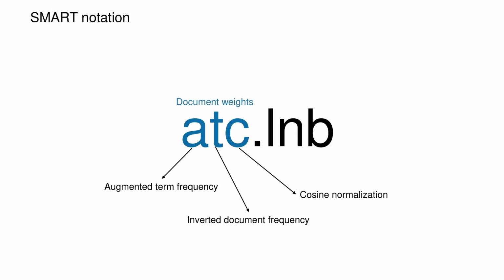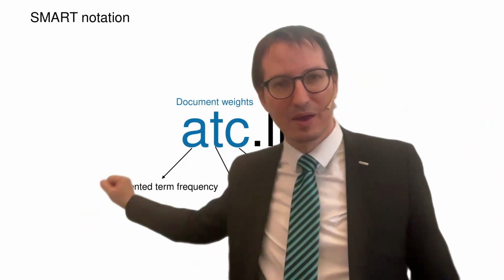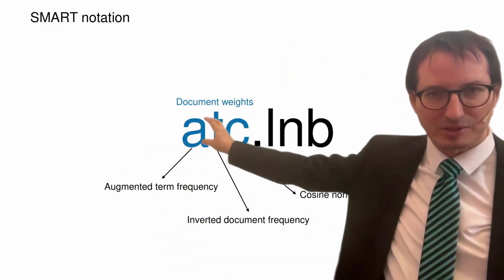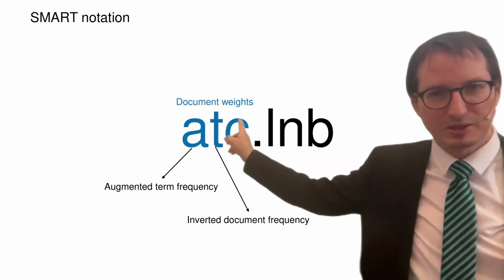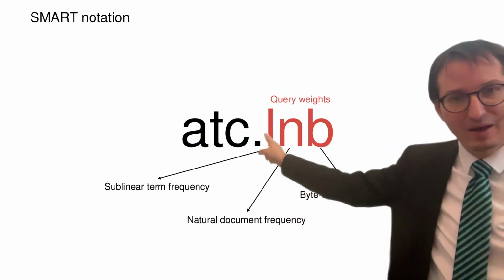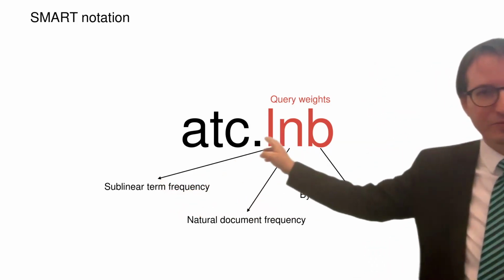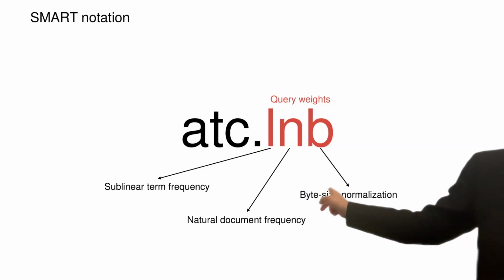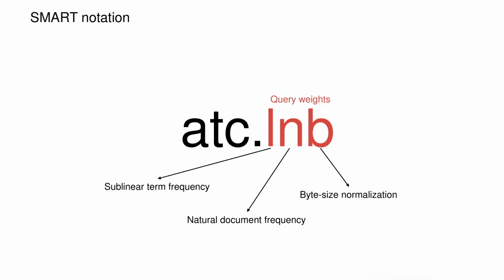But basically, these codes are used like this. When you have an information retrieval system that you want to configure, you're basically going to give 6 letters. The first 3 letters indicate the convention you picked for the documents. So for the document weights, you pick a code for the term frequency, a code for the document frequency, and a code for the renormalization. And the same for the query weights. You take a code for the term frequency for the query, a code for the document frequency, and a code for the normalization of the query.